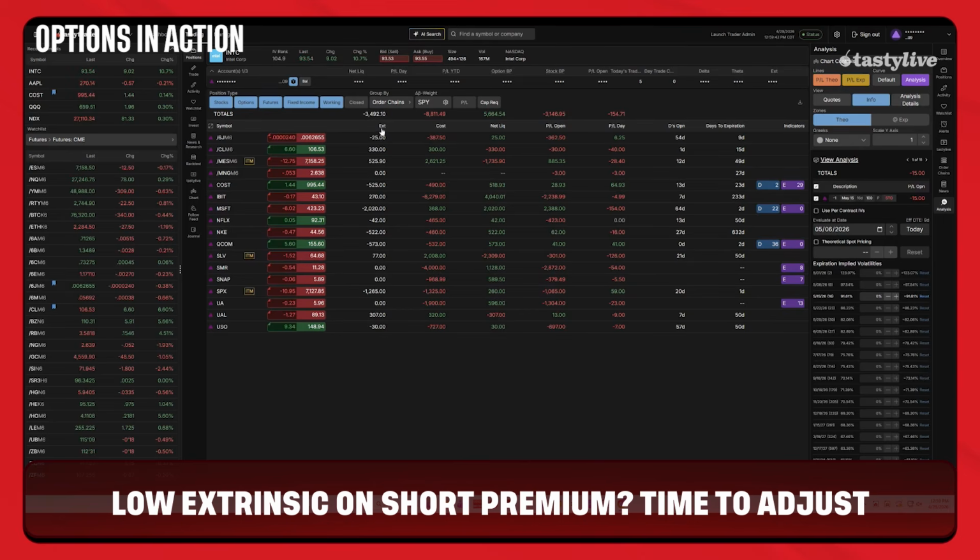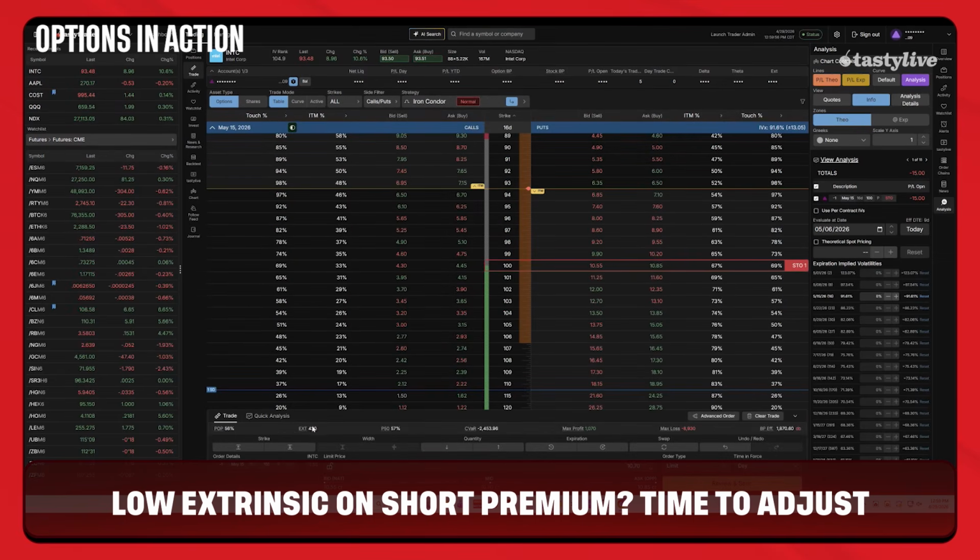But that's not necessarily always a bad thing if you have a strategy that benefits from a directional move in the stock price, for example. So a couple of places where you can see this in the tastytrade platform: on the positions tab, you can add this here, and then on the trade ticket, you'll see extrinsic value listed here as well.